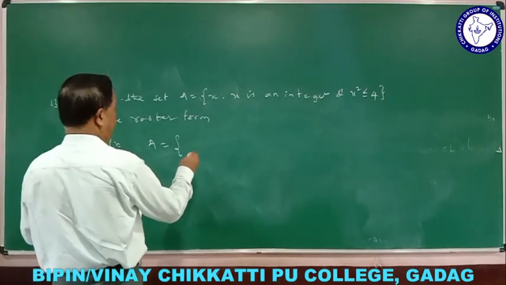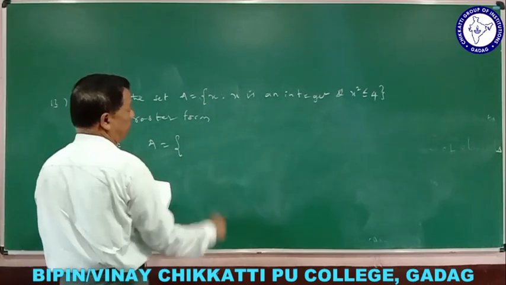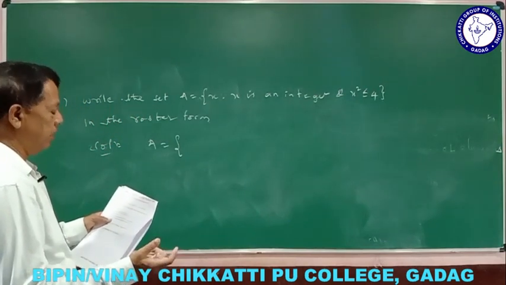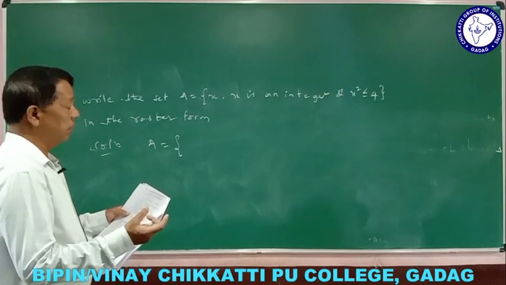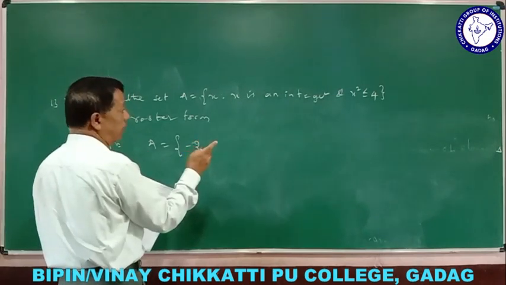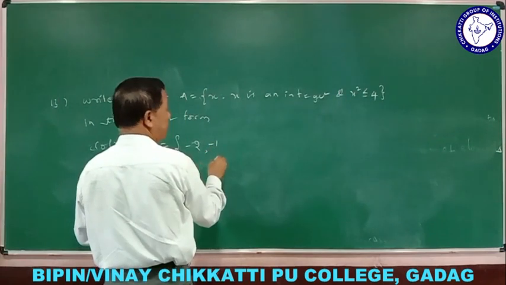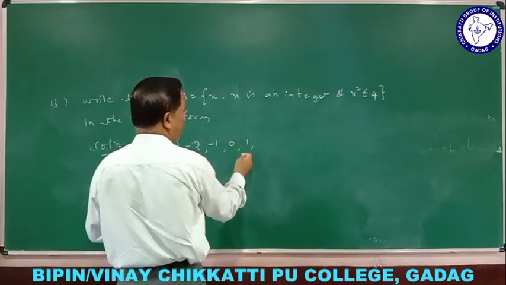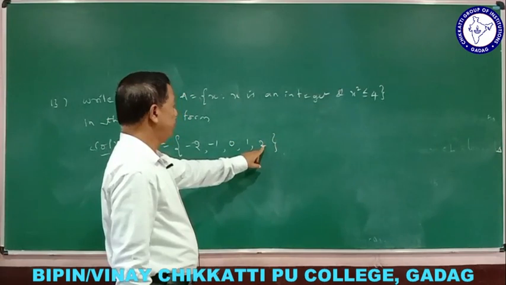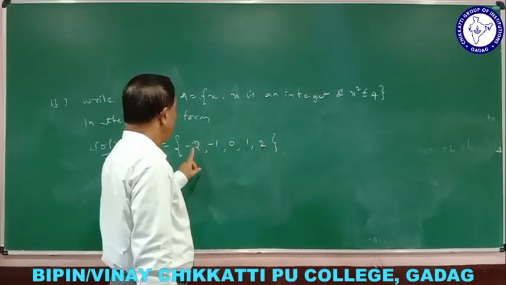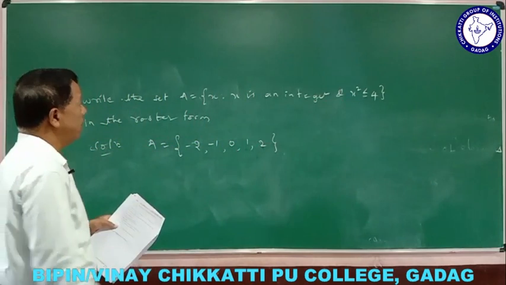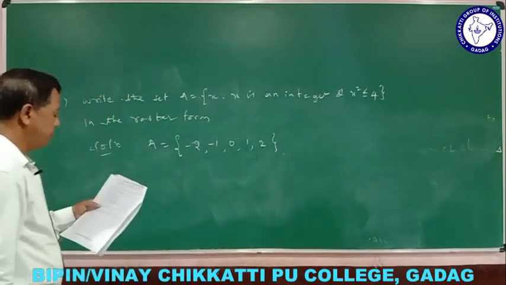If you take x, x square should be less than or equal to 4. 1 square is 1, 2 square is 4, 3 square is 9, and here you have to see which numbers are possible. That is an integer. Minus 2: why write minus 2? Minus 2 square is less than or equal to 4. Minus 1 is possible, 0 is also possible, 1 is also possible, 2 is also possible. 2 square is equal to 4, 1 square is less, 0 square is less. So these are the only elements which satisfy this inequality, x square less than or equal to 4, and ultimately these are the integers, and accordingly we can write it.